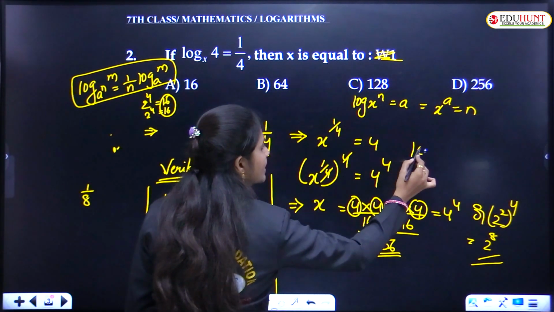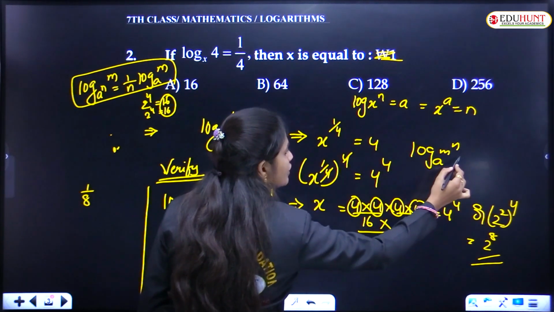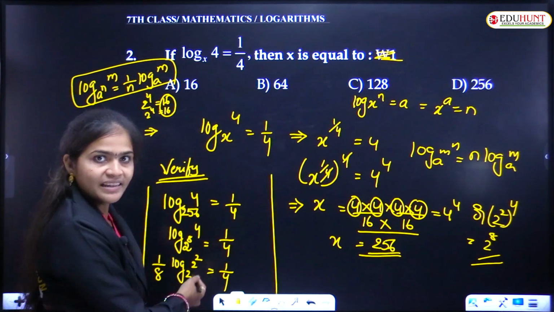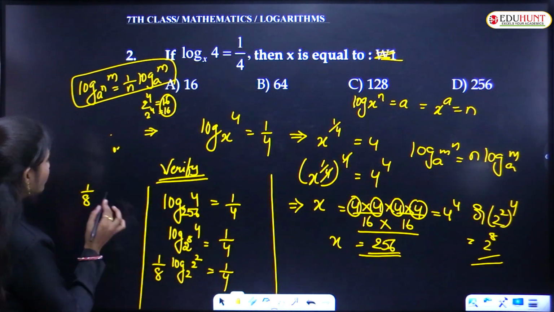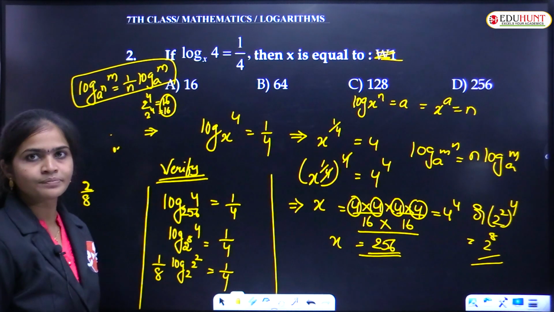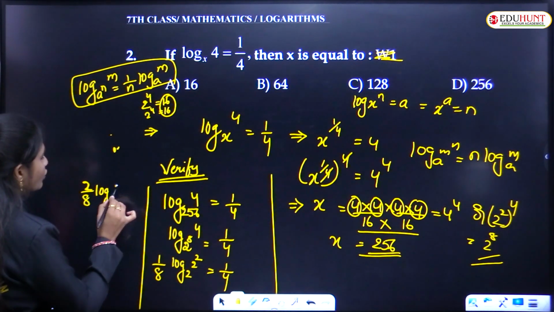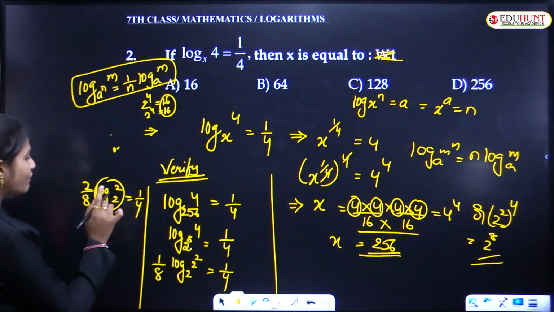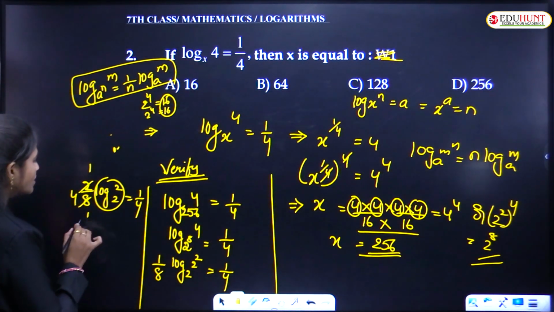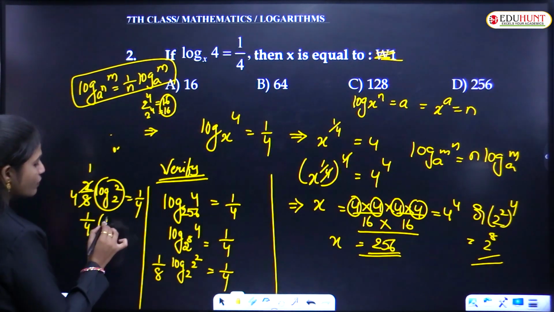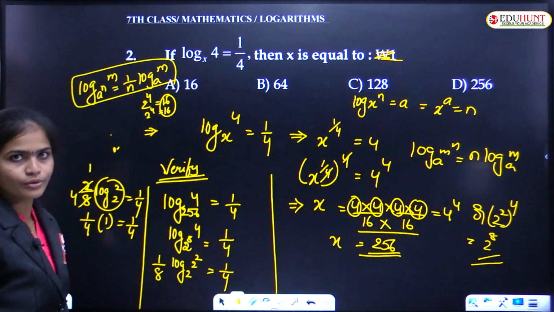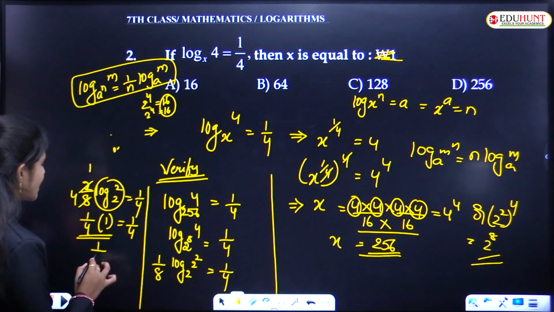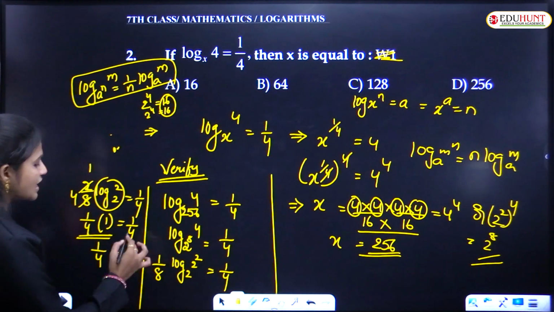By applying that formula, that is log m power n to the base a is equal to n log m to the base a, what will you get? Here 2 is there, so 2 becomes 2 by 8, and log 2 base 2 is equal to 1 by 4. We know the value of log 2 base 2 is equal to 1. So 1 by 4 into log 2 base 2, whose value is 1, is equal to 1 by 4. On the RHS I have written 1 by 4.